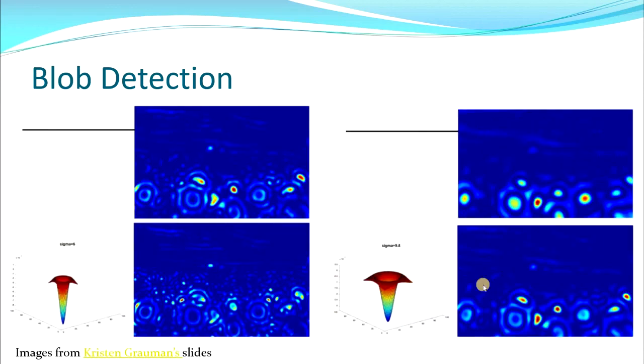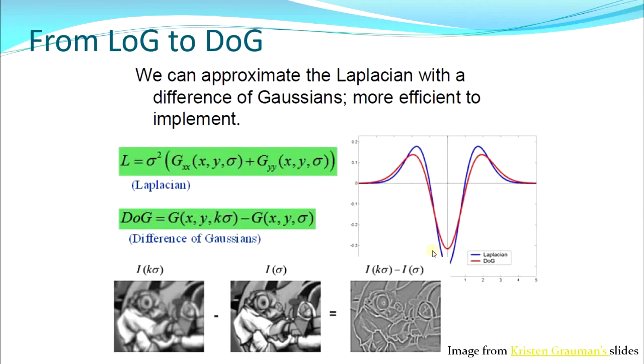Now, this Laplacian is a very time consuming thing. It is a complex operation. You have to take the double derivative and scan it through the image. So instead of using the Laplacian of Gaussian, we approximate it using the DoG, which is difference of Gaussian.